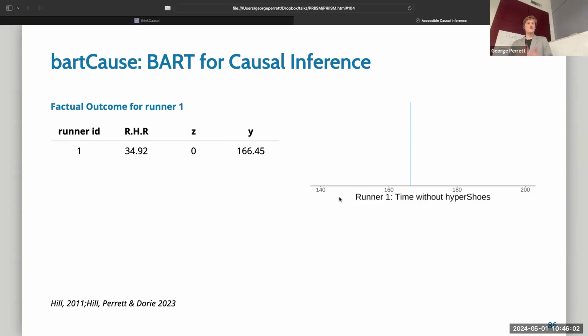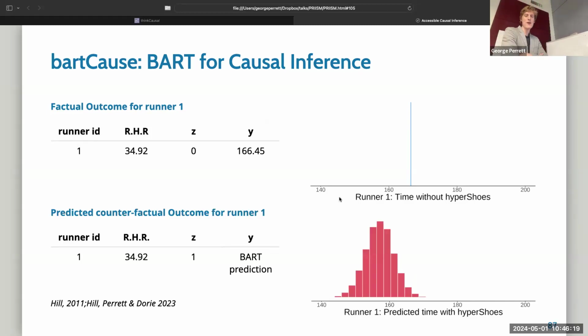Once we've trained this BART model, we can look at runner one. This is the first runner in our data set. They happen to not wear hypershoes, so we know what their Y value is. We know that they had a Y0 of 166.